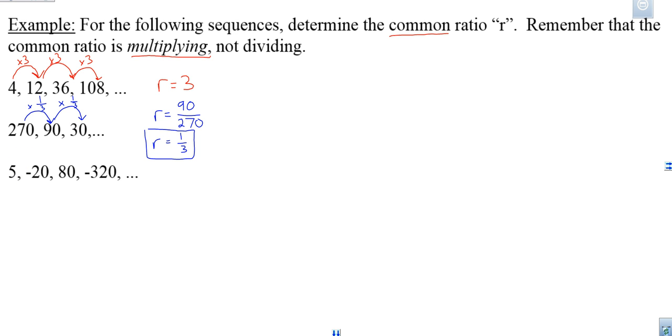Now for this one here, you can probably see visually that we're multiplying by 4, but what you'll notice is we're going from 5 to negative 20, so we're actually multiplying by negative 4. Now, taking negative 20 and again multiplying by negative 4, a negative times a negative gives you positive 80, and then 80 times negative 4 is negative 320. So the common ratio could be negative, and what you'll notice is that the numbers will alternate from positive to negative if that's the case.